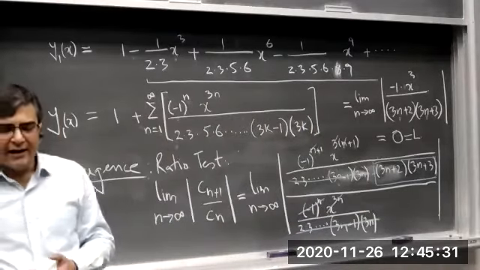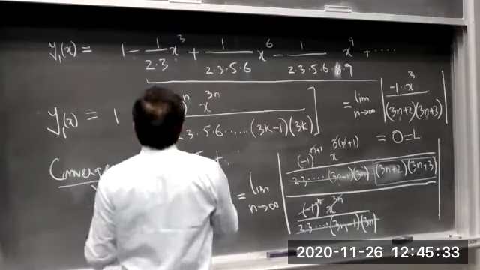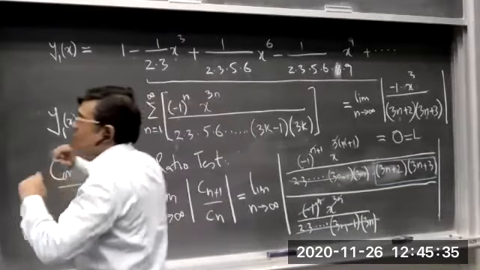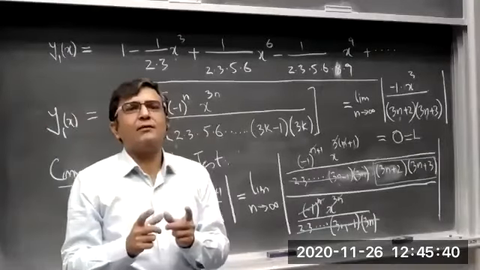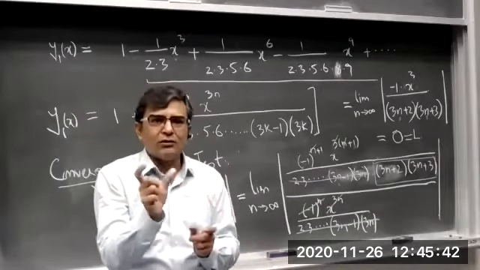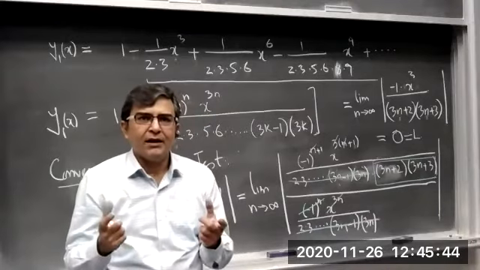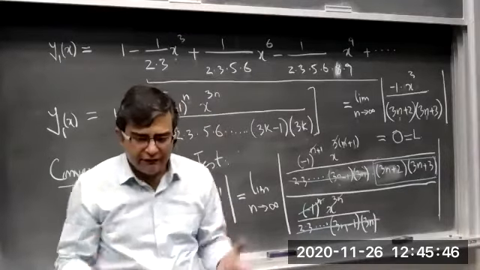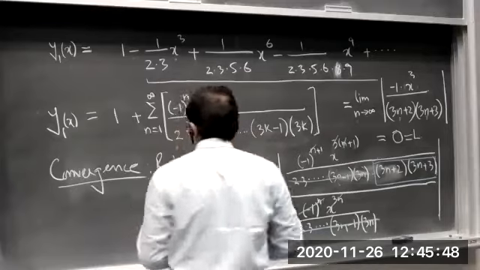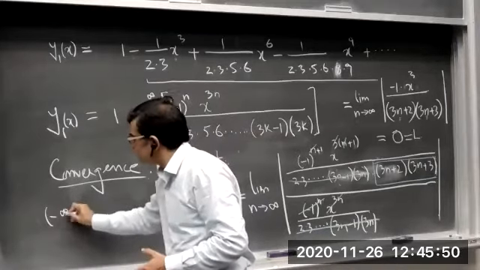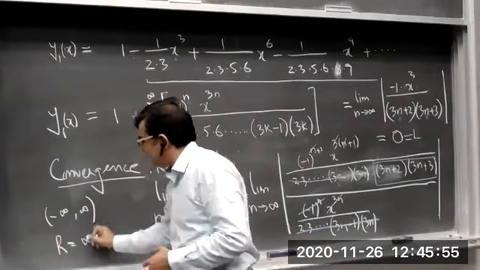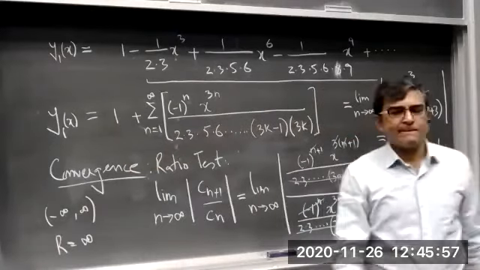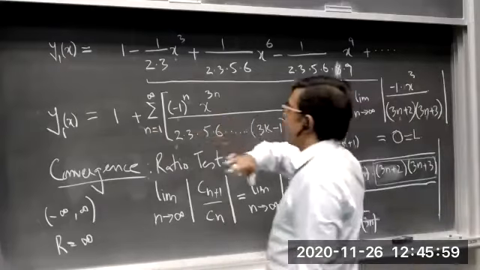Okay? So what will the interval of convergence be then? The whole set of real numbers. And what will the radius of convergence be? What is the radius of the set of real numbers? It is infinity. So the interval of convergence is minus infinity to plus infinity, and the radius of convergence is infinity, because this series is convergent for all values of x.